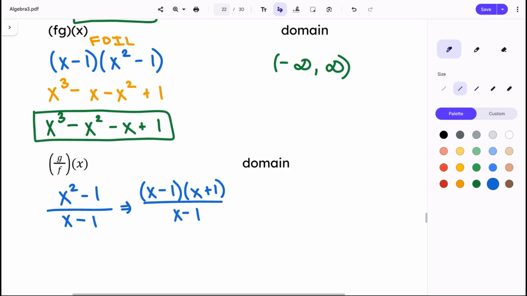Can we cancel anything off? Yeah, the x minus 1s are gone, so what are you left with? x plus 1, okay? But let's think about the domain. You have to think about the domain before you did any of your canceling. So on the bottom we had an x minus 1 before we canceled it off. So what number would be an issue? 1. So how would I write my domain?